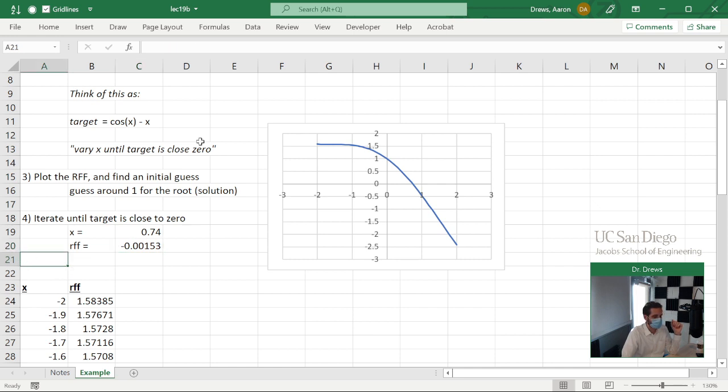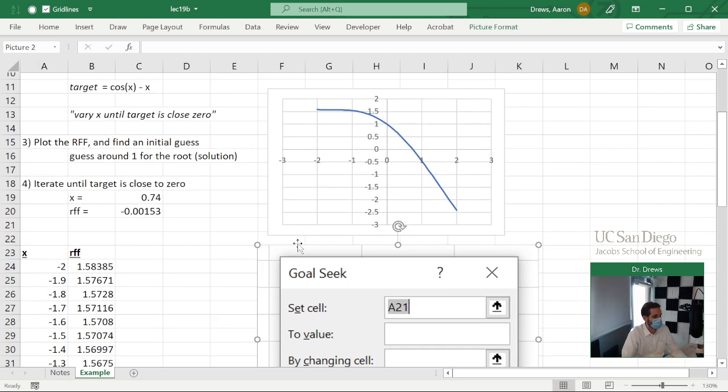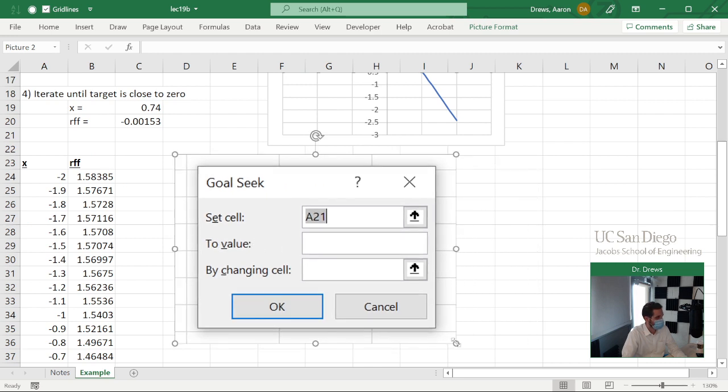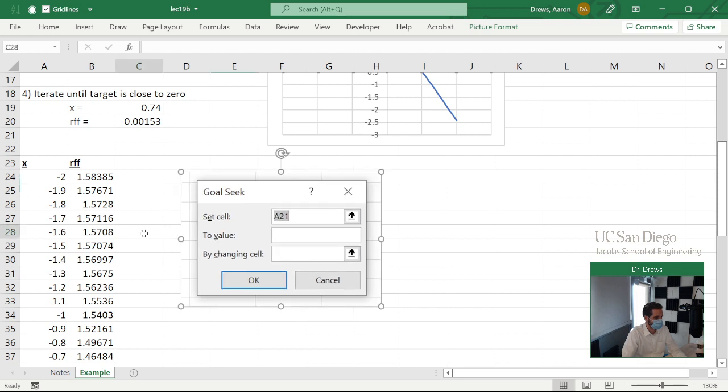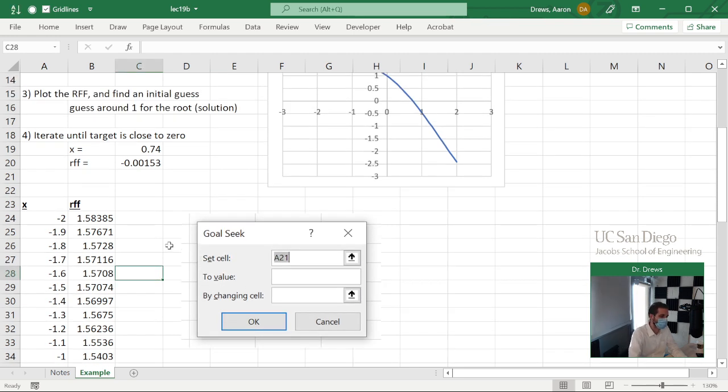What we want to do, you can click anywhere with your mouse. Go into Data, What If Analysis, and then Goal Seek. And I'm just going to take a picture of what's showing up here. And what you should see is a box that looks something like that. It's a little bit bigger than it needs to be. And it reads almost like a sentence. What it's going to be able to do is set a cell equal to a value by changing a cell.